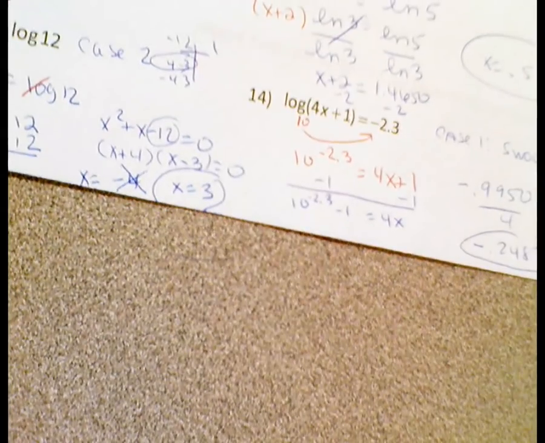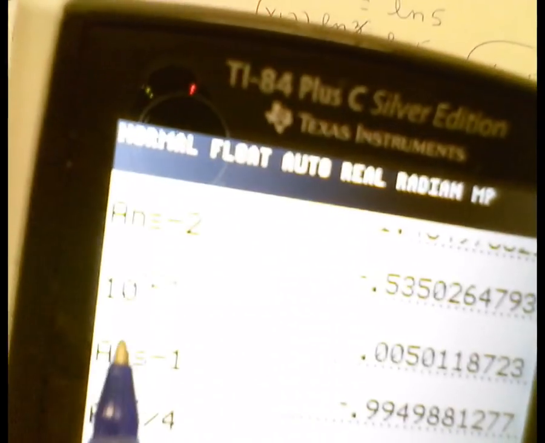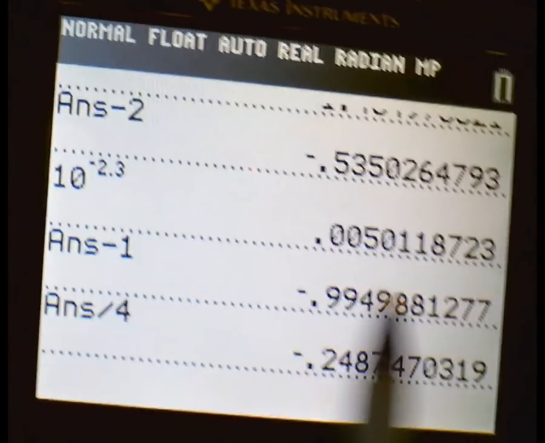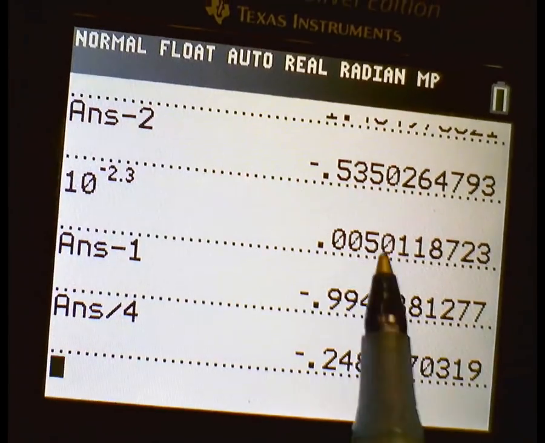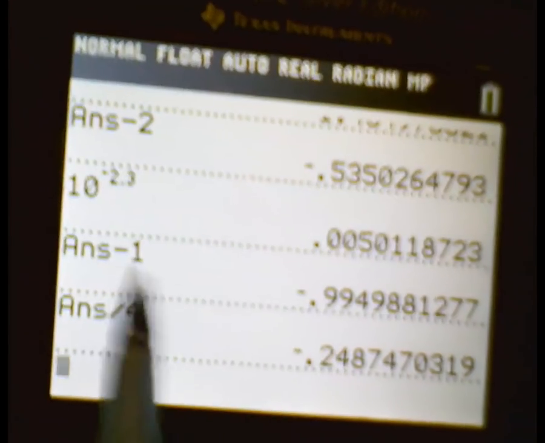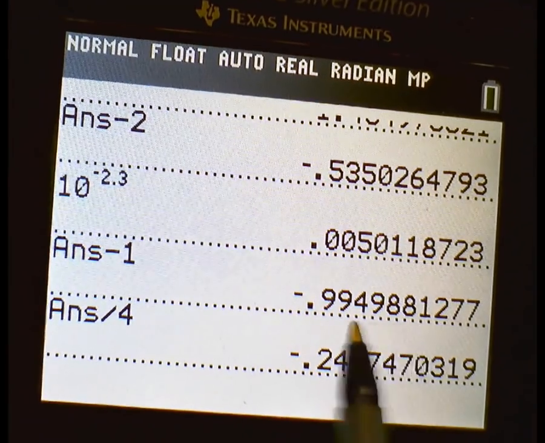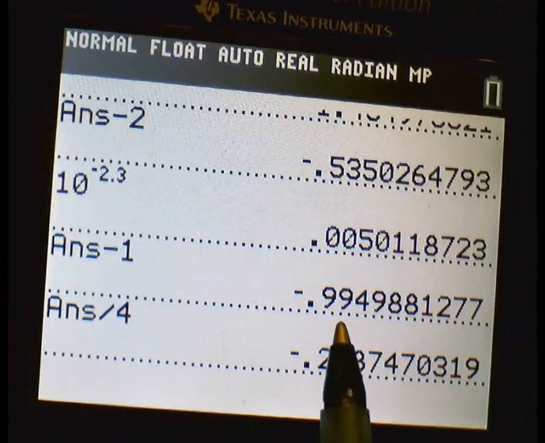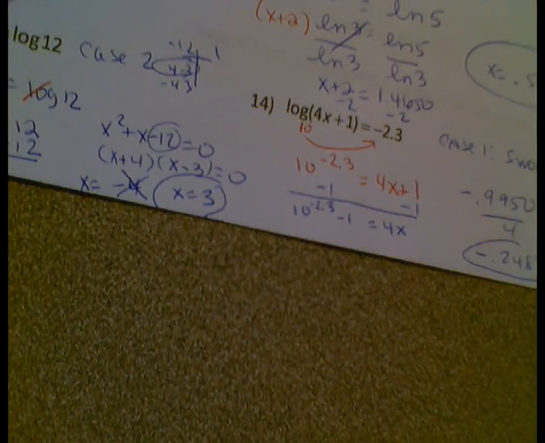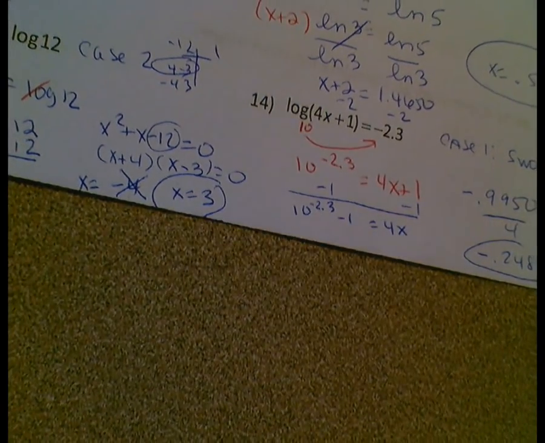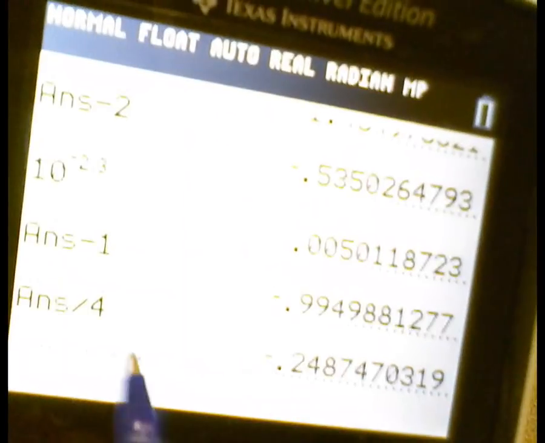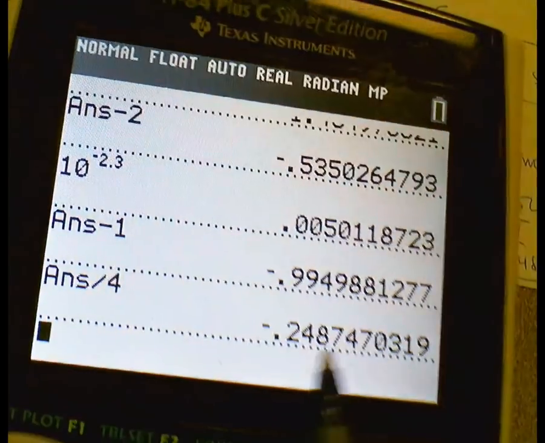Would it be, well, why don't you round up, so would it be negative 2. Well, here's what I did. I punched in 10 to the negative 2.3 right here on my calculator. I got this. Then I subtracted 1 from that and got all of that. And that 1 is the x, technically. I'm solving for x, so I subtracted 1. And then I divided by 4. So you want to round that up?